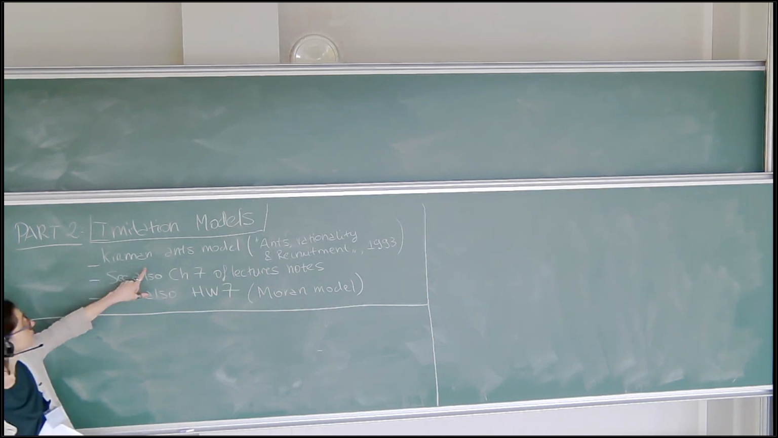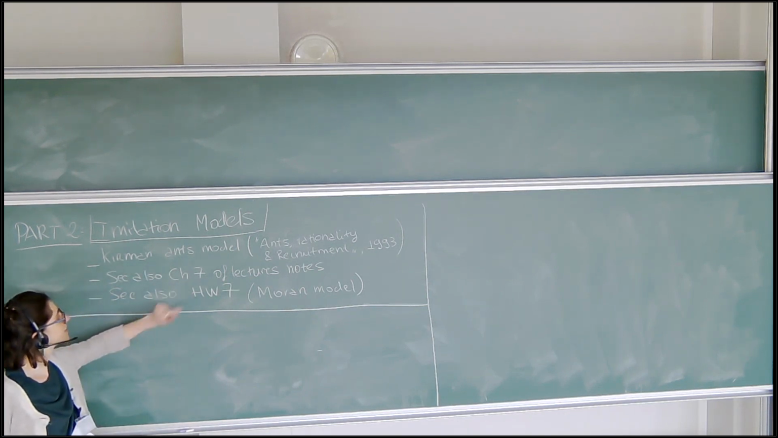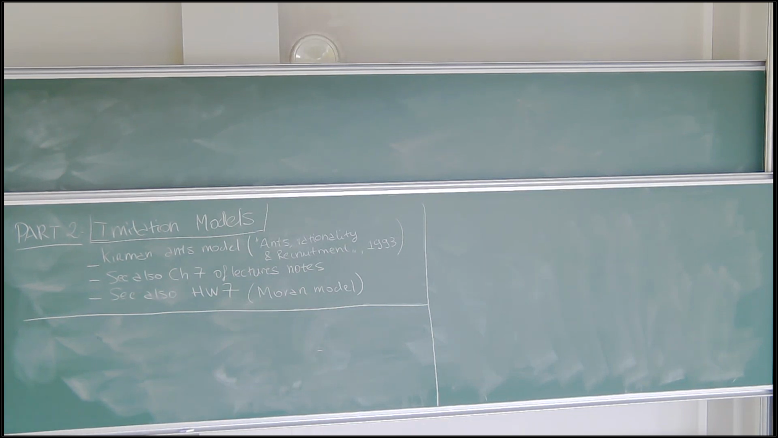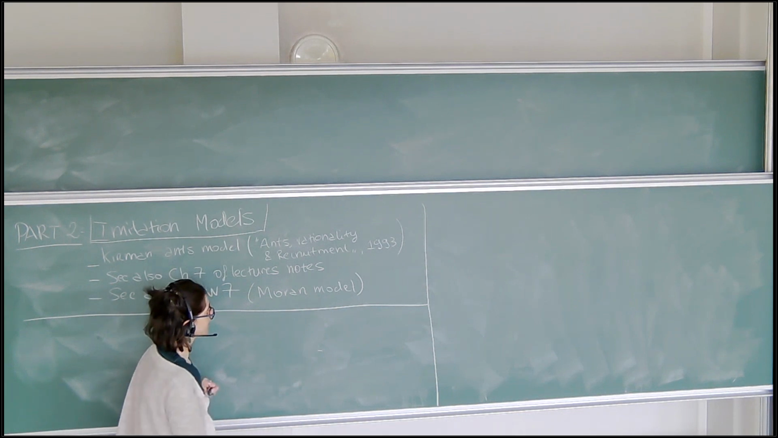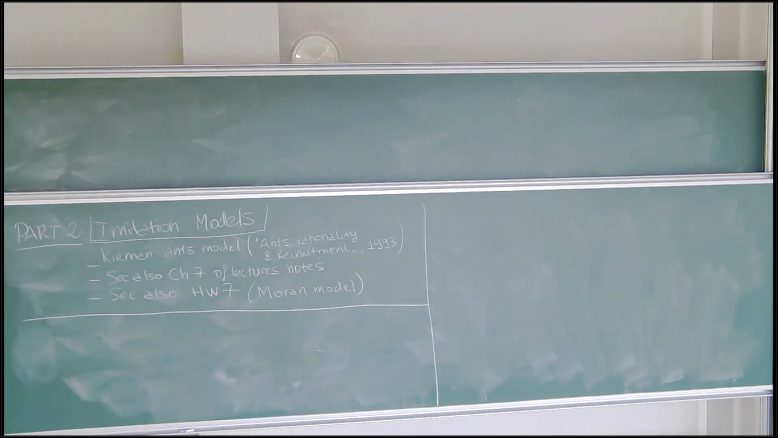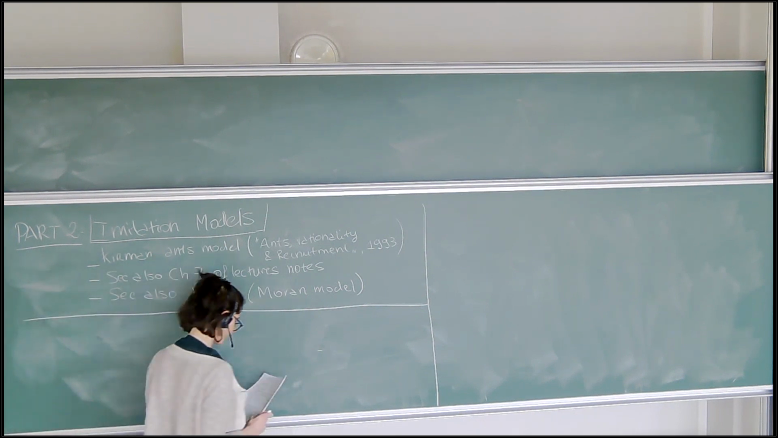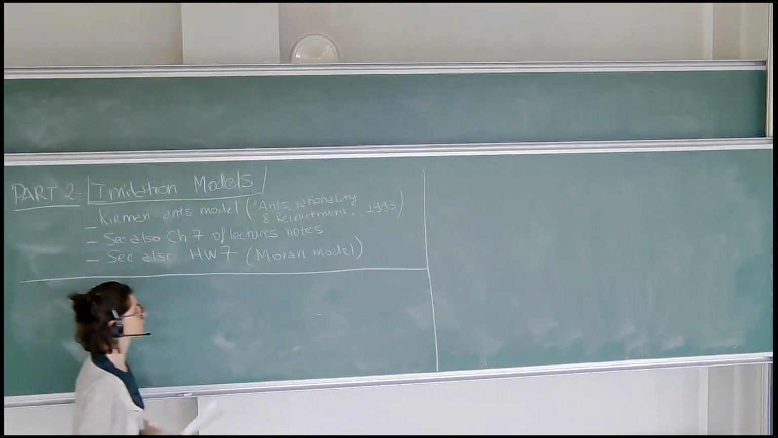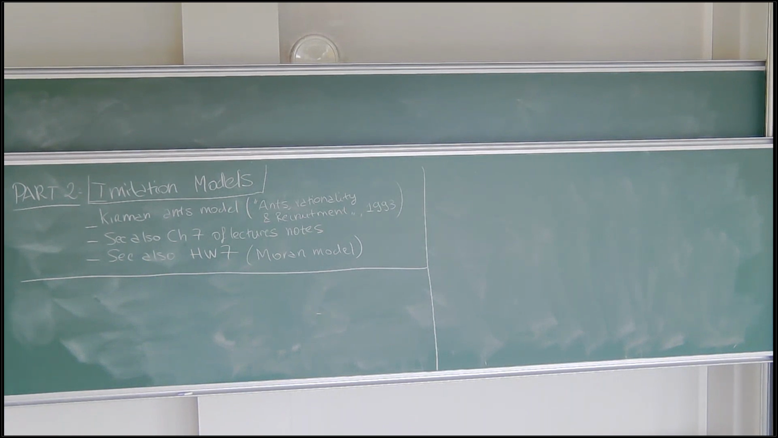So for the Kirman model that we are discussing today, you also find something in the lecture notes. I uploaded a new chapter yesterday night, about the random field Ising model, which contains something about what we are going to discuss today. A similar model is the Moran model, which you can look at in homework number 7 if you have time. Again, I will upload the solutions after the TD today.